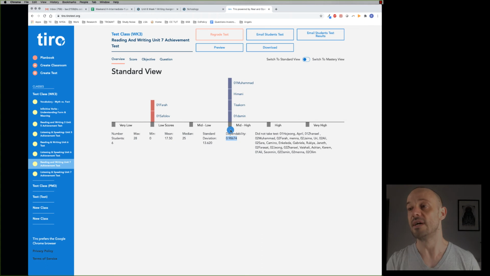So that's really good, especially when we consider that the two students at the bottom here, Farah and Olim, are kind of pulling down the average because they didn't take the test. So once they take the test, some of this stuff will get corrected.